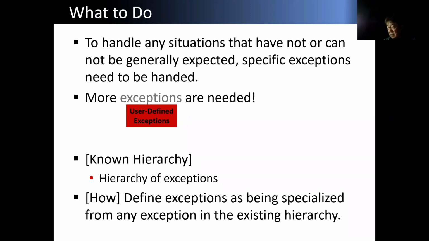What you can see from this slide: to handle any situations that have not or cannot be generally expected, generally expected meaning expected by the language itself, specific exceptions need to be handled. So more exceptions are needed. So if we agree with the exceptions, and if we need to handle that exception, then we need to define the exception. That is a brand new exception, right?